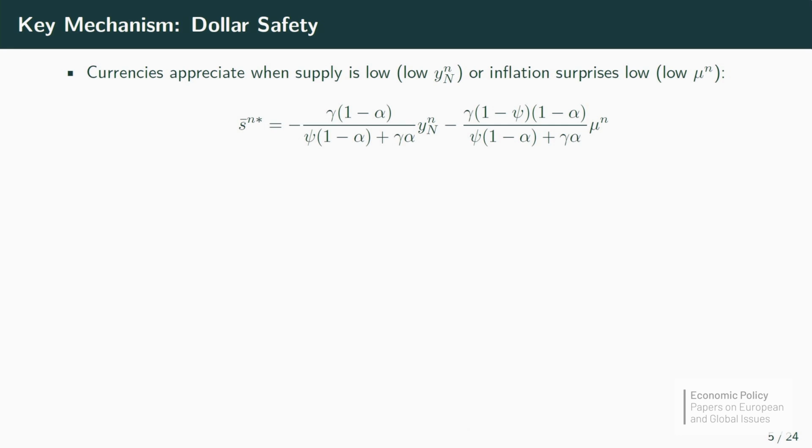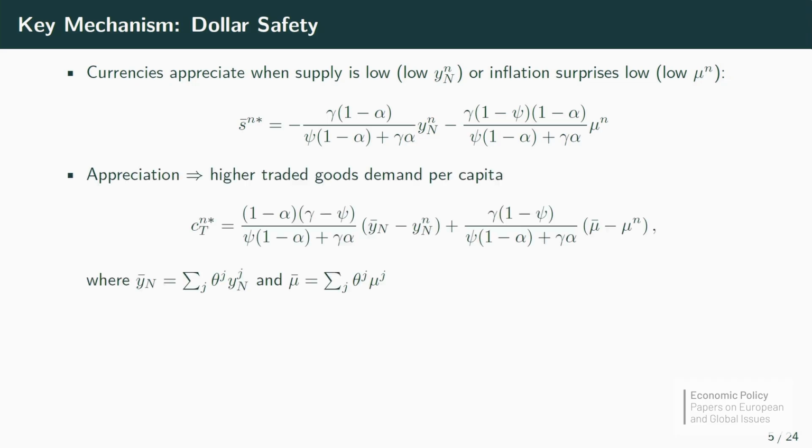Like most models of exchange rate determination that follow this setup, the currency of a country N, for example, is going to appreciate whenever local demand exceeds local supply. So how can that happen? It can happen if the productivity shock is particularly low and you have a low production of non-traded goods, or if inflation surprises are low, the consumers are really rich and they want to consume a lot of goods.